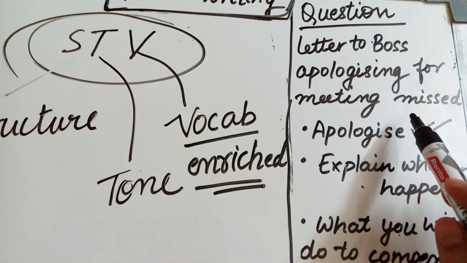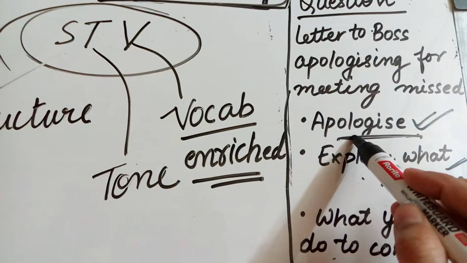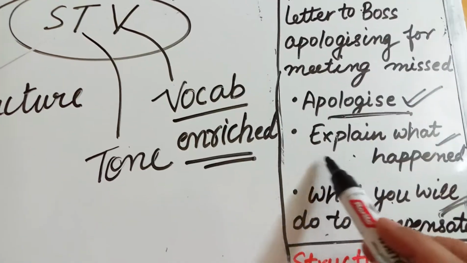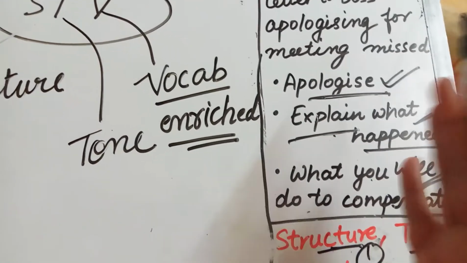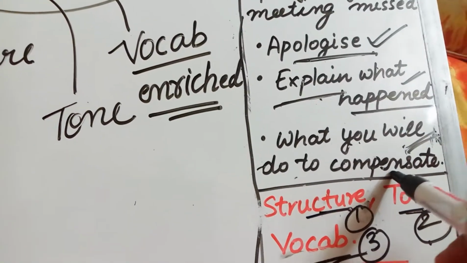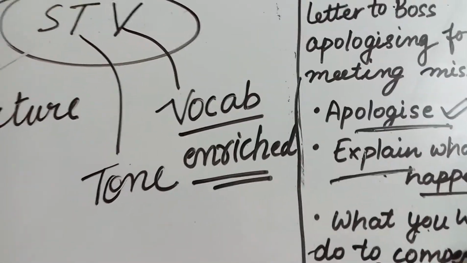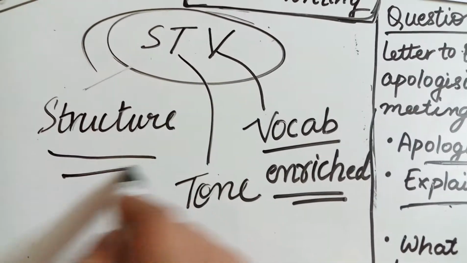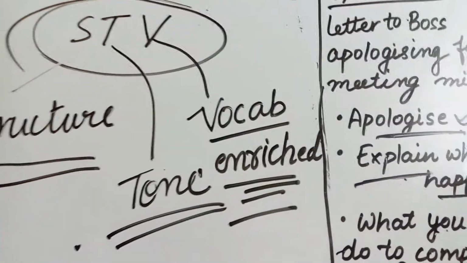Apologizing for the meeting you have missed. Firstly, you have to apologize for the missed meeting. Then you will explain what exactly happened, what was the reason behind your meeting being missed. Now, what you will do to compensate. For writing the answer of this question, I will show you how you will refer to these three things. STV. Just remember it.